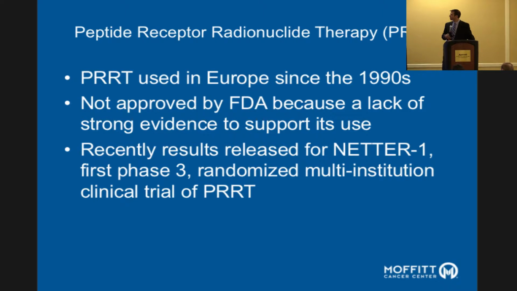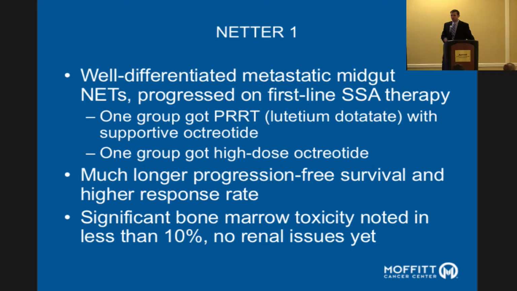And so this is some of the strongest, highest level evidence you can get. It's the first phase 3 randomized multi-institutional clinical trial of PRRT. And the way this was set up is they took patients who had well-differentiated mid-gut neuroendocrine tumors whose cancers had gotten worse while they were on first-line therapy with a somatostatin analog. They broke them up into 2 groups. One group got the PRRT, with the specific compound called lutetium dotatate, and lutetium is the radionuclide. And the other group got higher dose octreotide.